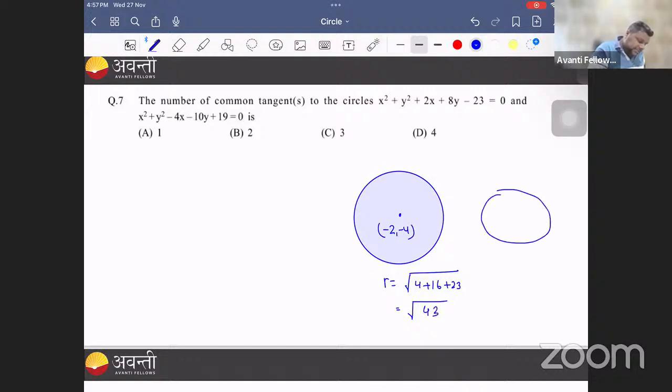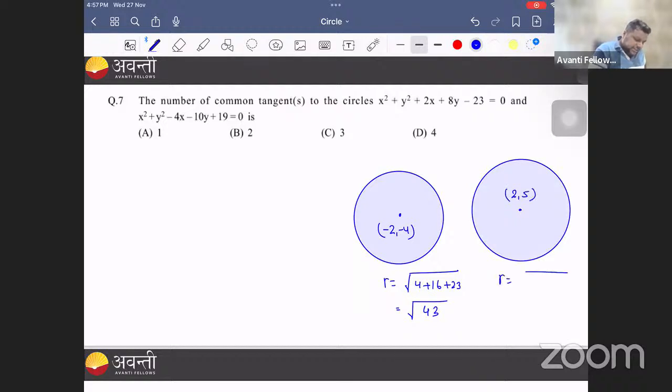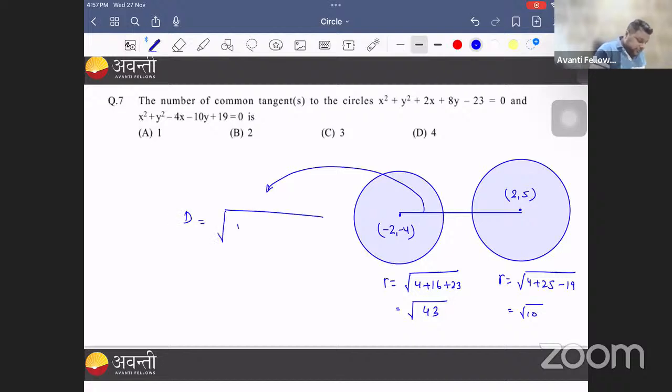Another circle has center 2, 5 and its radius is under root of 4 plus 25 minus 19. So it is root 10. Now let's figure out the distance between the centers of these two circles. This distance is going to be under root of 4 square, 16, plus 9 square, 81. So it is under root of 97.